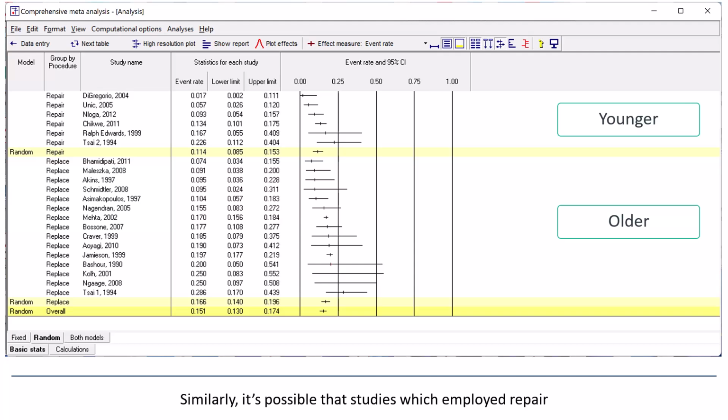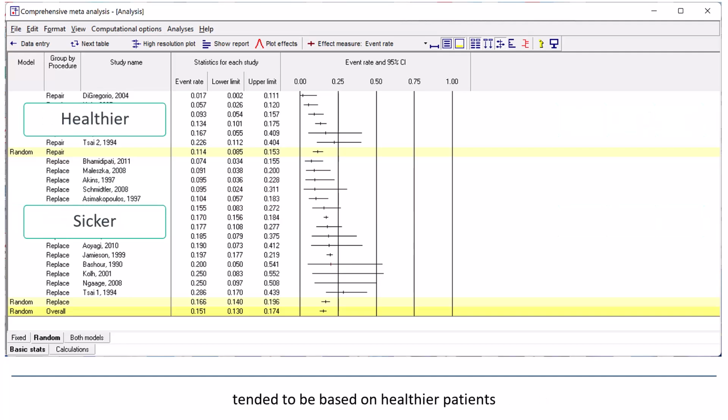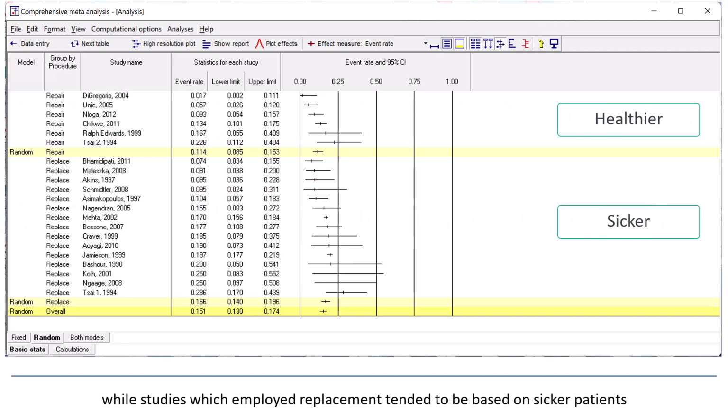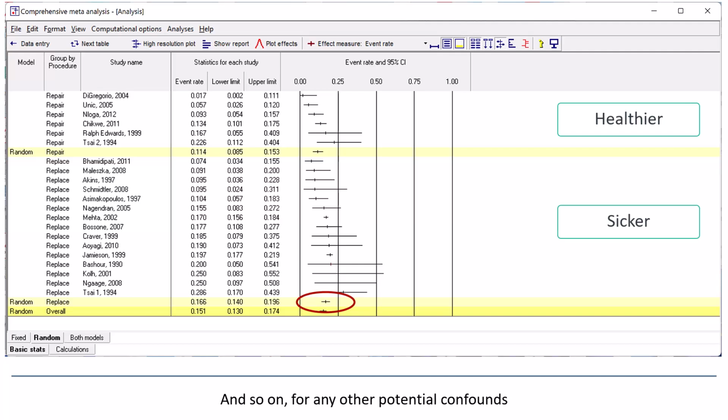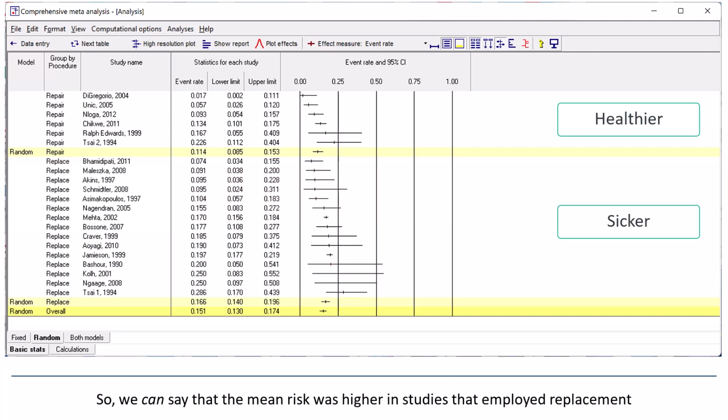In other words, it's possible that age, rather than the procedure, is responsible for the difference in means. Similarly, it's possible that studies which employed repair tended to be based on healthier patients, while studies which employed replacement tended to be based on sicker patients. And it's possible that the patient's health, rather than the choice of procedure, is responsible for the higher death rate that we see here, and so on for any other potential confounds. The key point is that the difference between subgroups is almost always observational rather than causal. So we can say that the mean risk was higher in studies that employed replacement, but we cannot say that this is due to the use of replacement rather than repair.